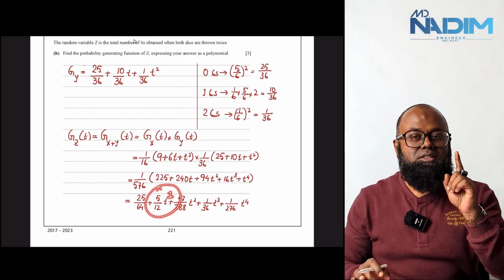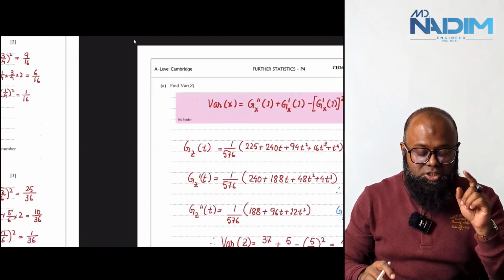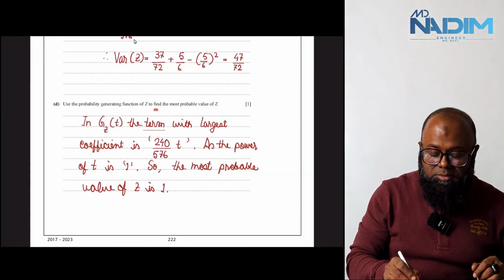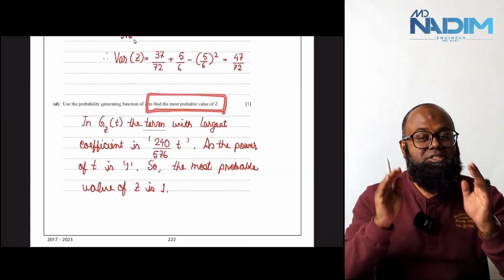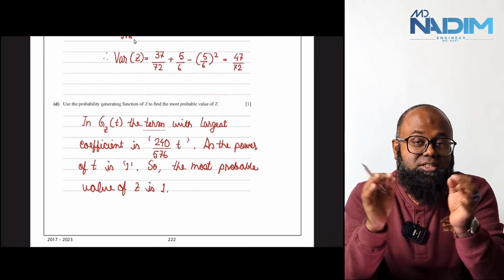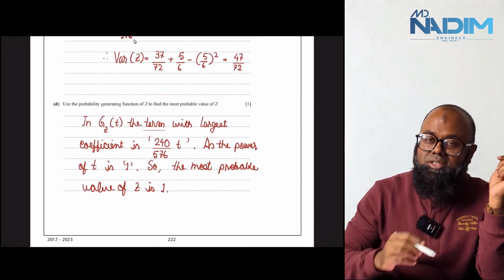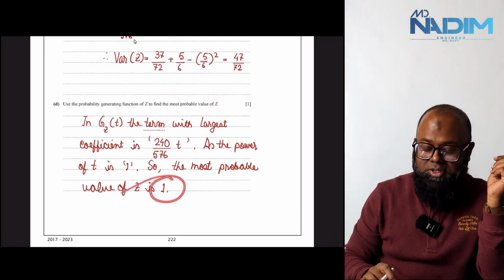That means, as mentioned in the question, what is the most probable value of z? That means I need to find the value of z which has the highest probability. So the value of z should be 1.